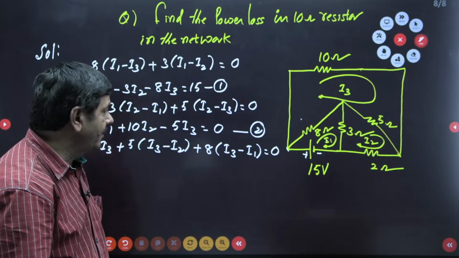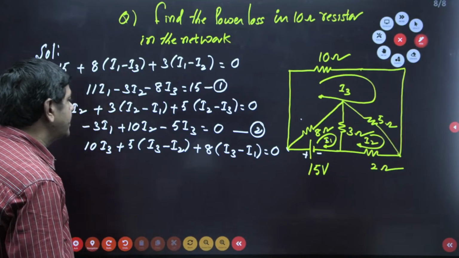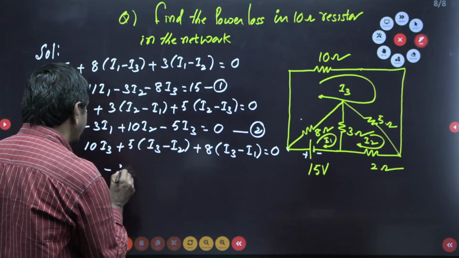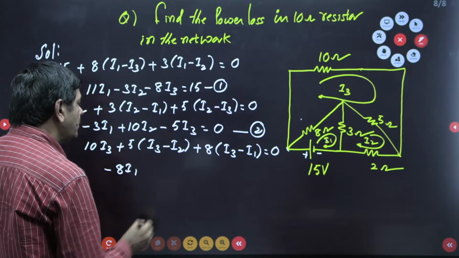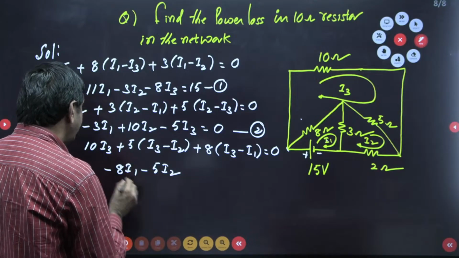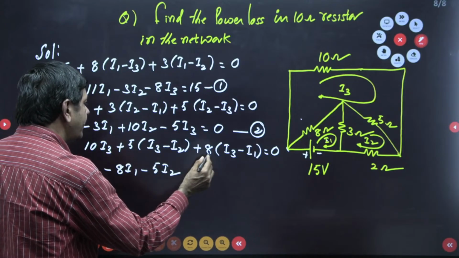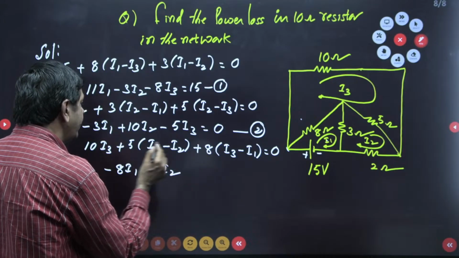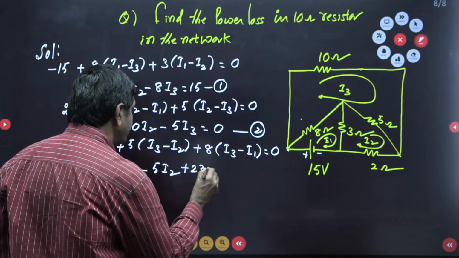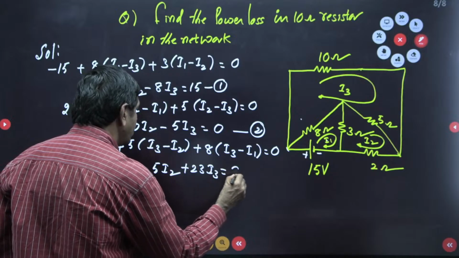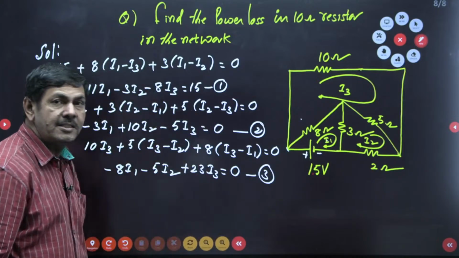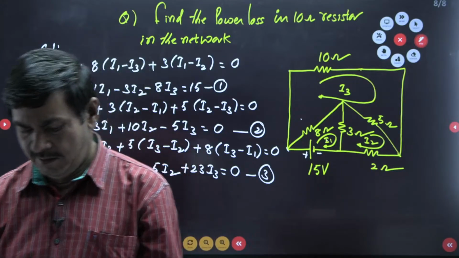Then we can simplify this equation. What about I1? Minus 8 I1. What about I2? Minus 5 I2. What about I3? 10 I3 and 8 I3 is 18, plus 5 is 23 I3. That equal to 0. I take this as equation number 3. You please solve and find what I3 is.